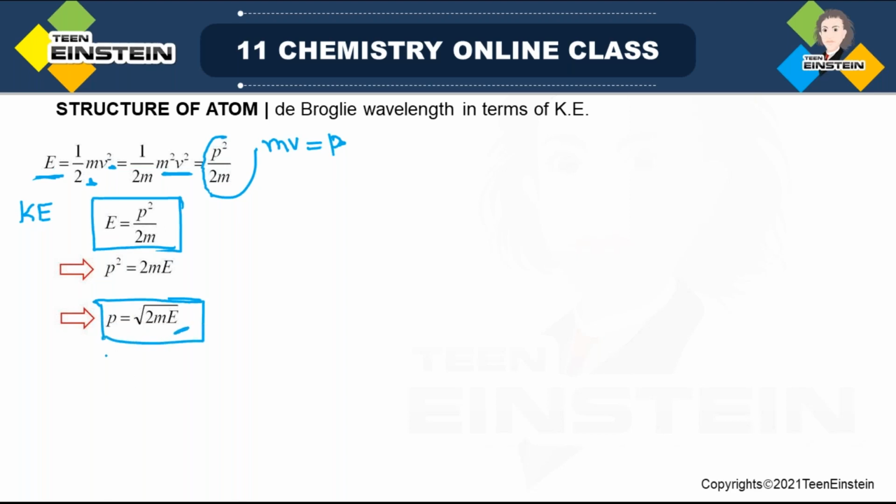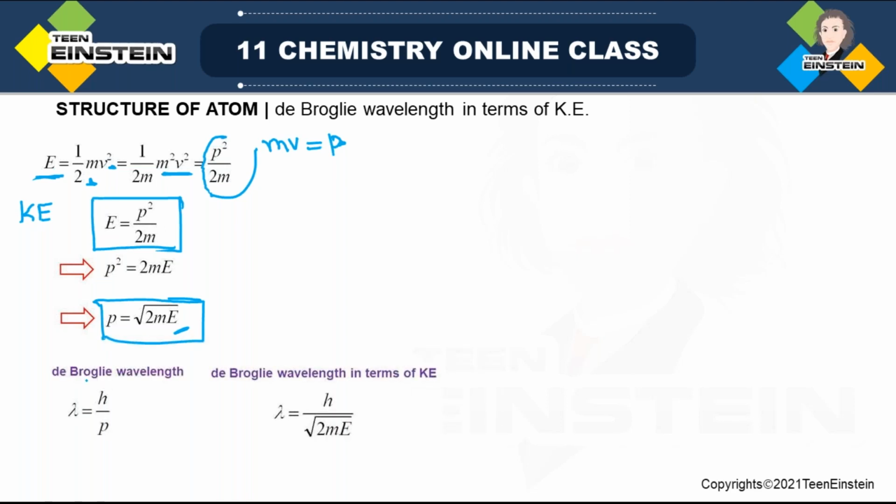Remember, this E is kinetic energy. For simplicity, here it is written as capital E. Don't think it is total energy, it is kinetic energy. So this is the relationship between p and E. You can write E equal to p square by 2m, or you can write p equal to root over 2mE.